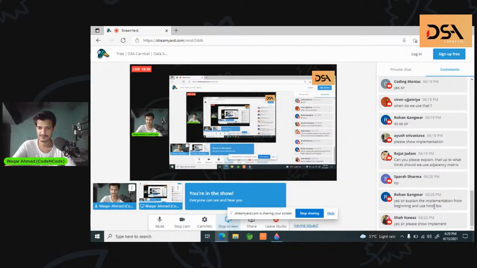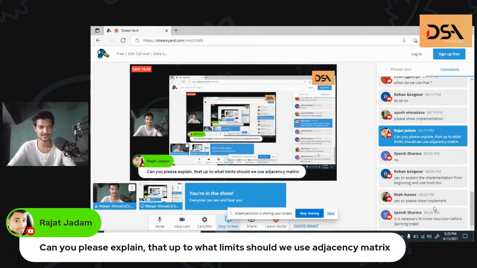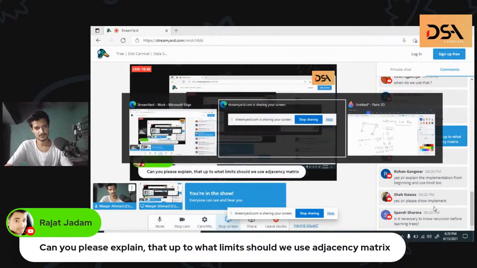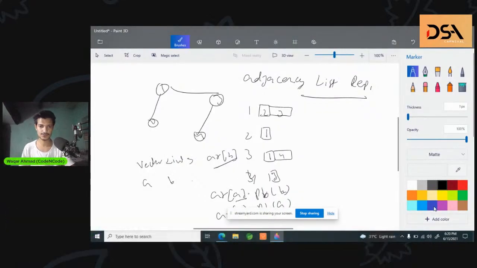Can you please explain up to what limit we should use an adjacency matrix? So, Rajesh asks this. Usually you should not create an integer array of size greater than 10 to the power 7. You should not go beyond 10 to the power 7.